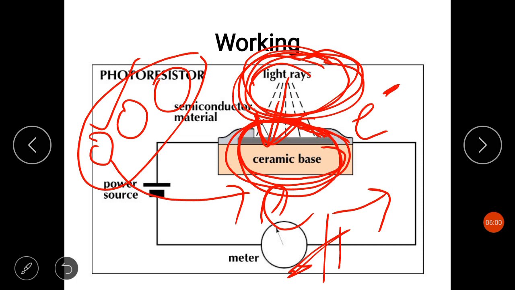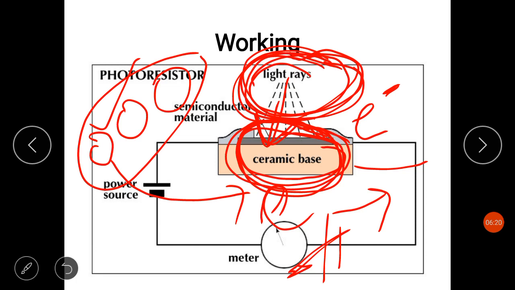Have high dark resistance and low irradiated resistance. Dark resistance means the resistance of the material when it is not illuminated by light. When there is no light striking the photosensitive material, at that time the resistance of the photosensitive material is called the dark resistance.